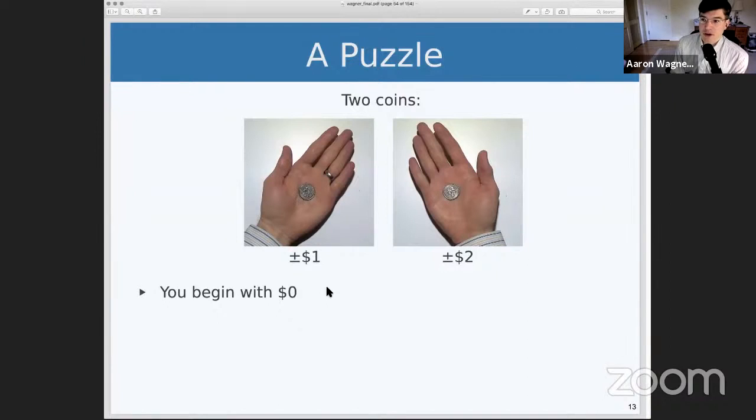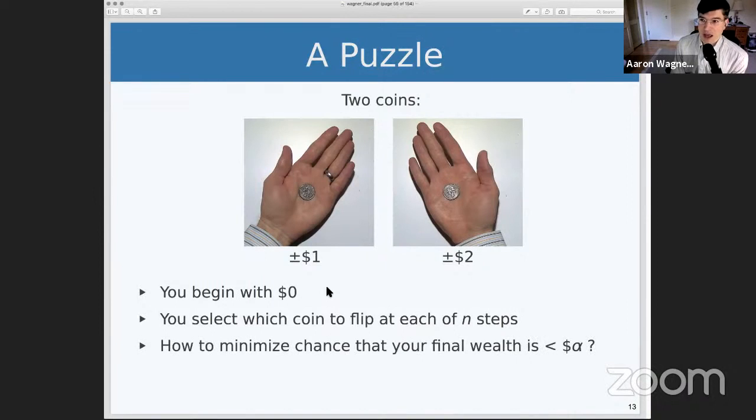All right, so here are the rules of the game. You start with $0. You're going to flip some coin n times, and you can potentially swap coins, or flip one and then flip the other. It doesn't have to be the same coin all the way through. The goal is to minimize the chance your final wealth is below alpha, where alpha might be positive or negative. The question is, what are the right strategies here? And also, does feedback help?